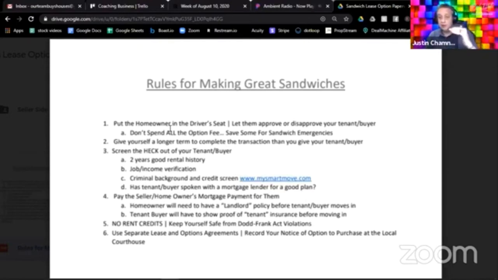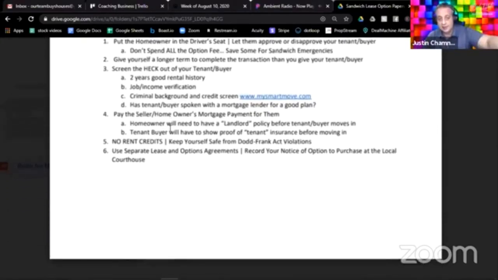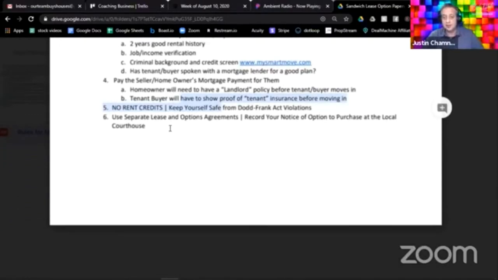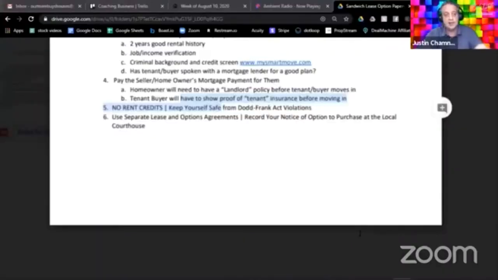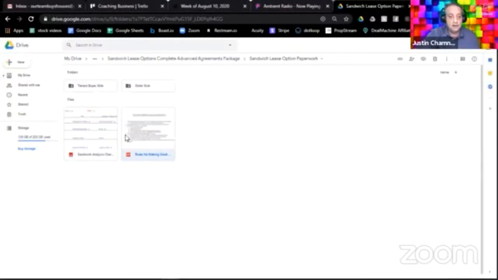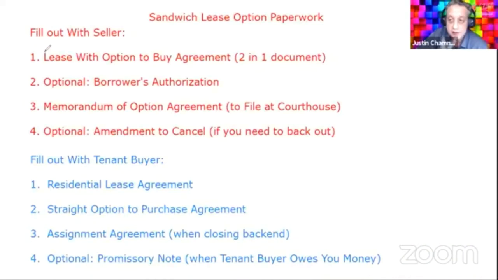But I want you to remember something here. It says right here in number 6 of the sandwich rules to use separate lease and option agreements. Now I'm going to show you this folder again, and you can see there is number 6. The rule is use 2 separate agreements, a lease agreement and an option agreement, 2 separate ones.